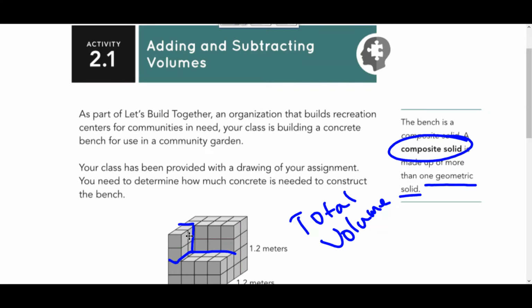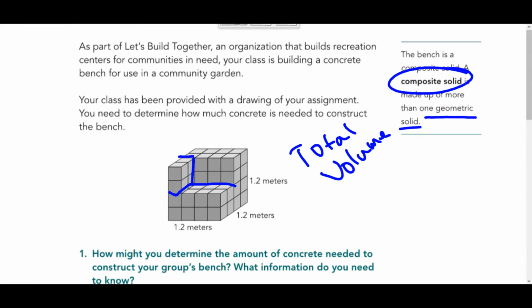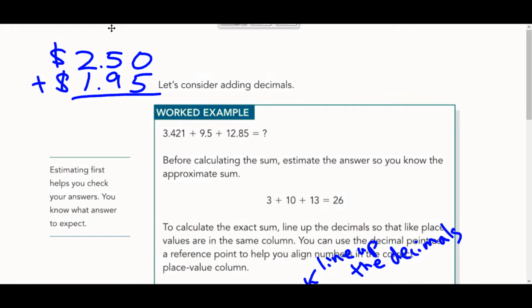So if we find the volume of this part of the composite shape, this part, and then this part, we would need to add them all together to find the total volume. So that's kind of where we're headed. But before we can do that, we need to know how to add and subtract decimals. And I talked about it in class.